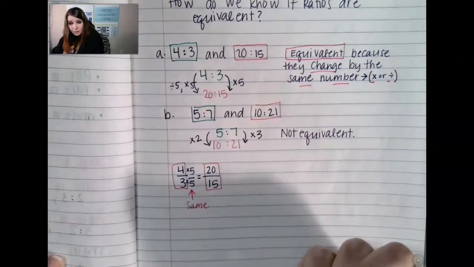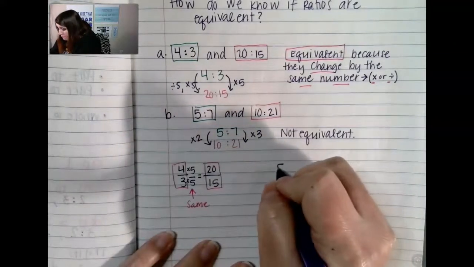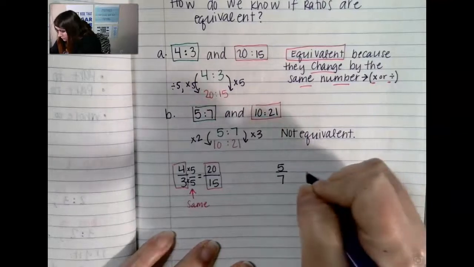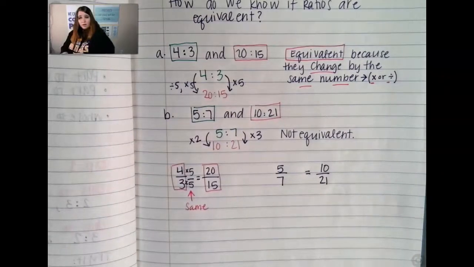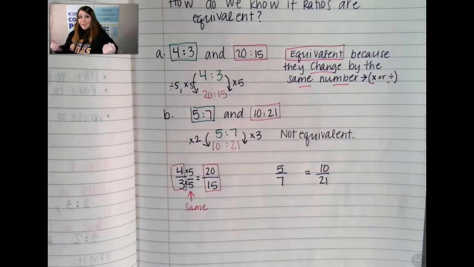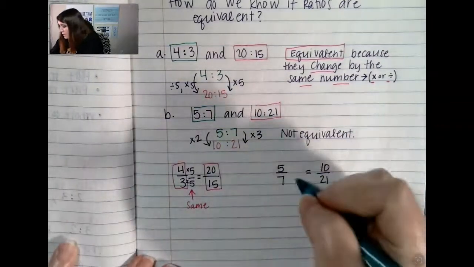We have the same numerator and denominator. Now, if I was looking at part B, where I had 5 over 7, and I want to know, is it equal to 10 over 21, I would need to see, am I multiplying by the same numerator and denominator to get an equivalent fraction? Fractions and ratios are the exact same thing. They compare two things, a part to a whole, or a part to a part, or a whole to a part. And so when we're looking at this, we're looking to see, did I make the same change?